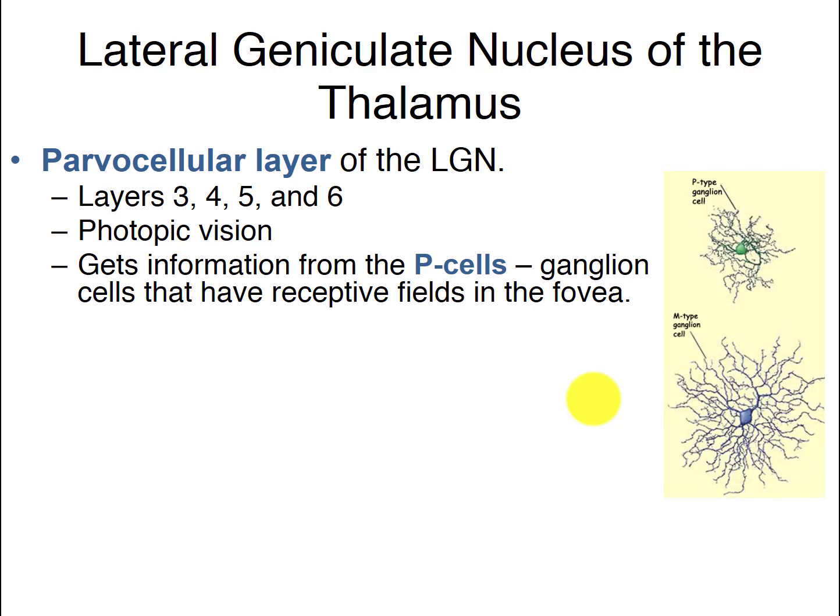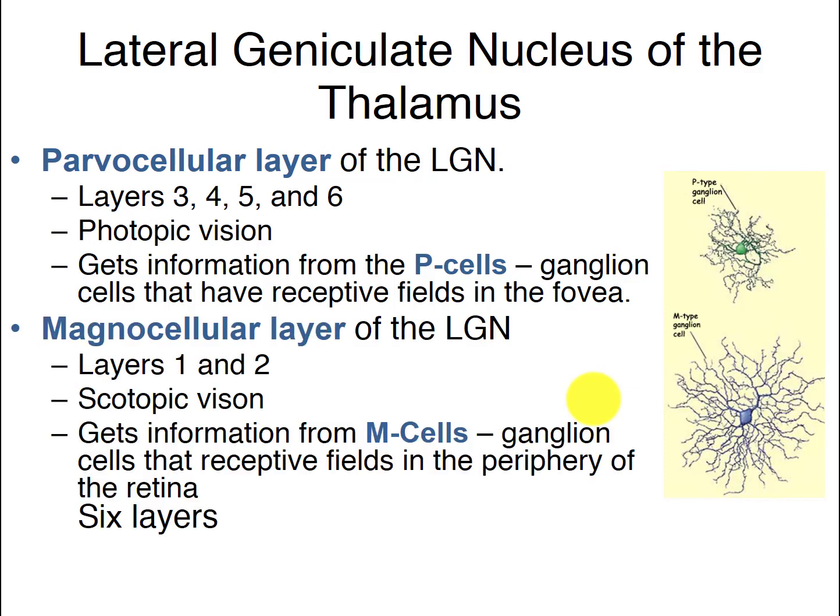So the parvocellular layer of the LGN, layers 3, 4, 5, and 6, are getting information from ganglion cells, and we call them P cells. P cells are ganglion cells that go to the parvocellular area. The axons from P cells in the retina go to layers 3, 4, 5, and 6 of the parvocellular layer of the LGN. It's easy to remember. P cells go to P, parvocellular.